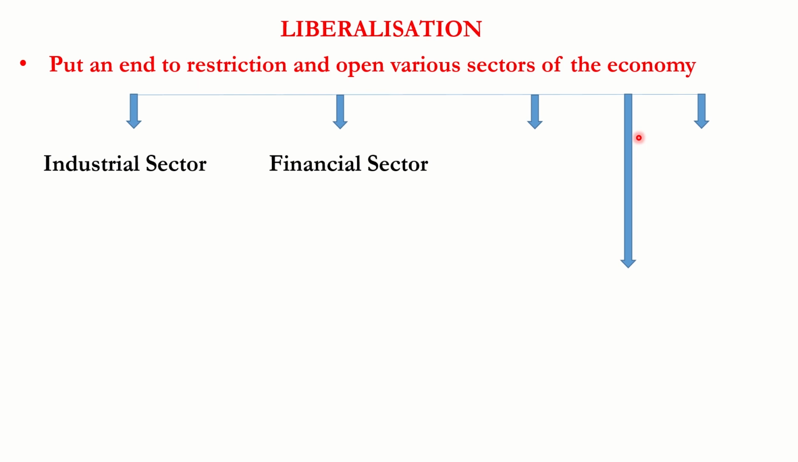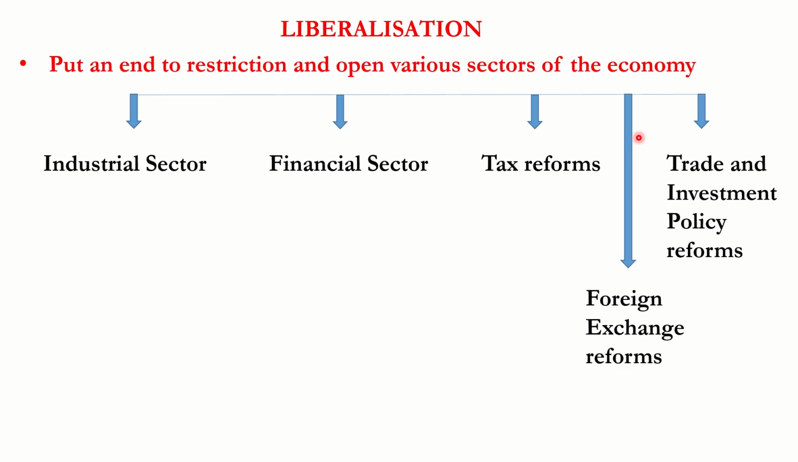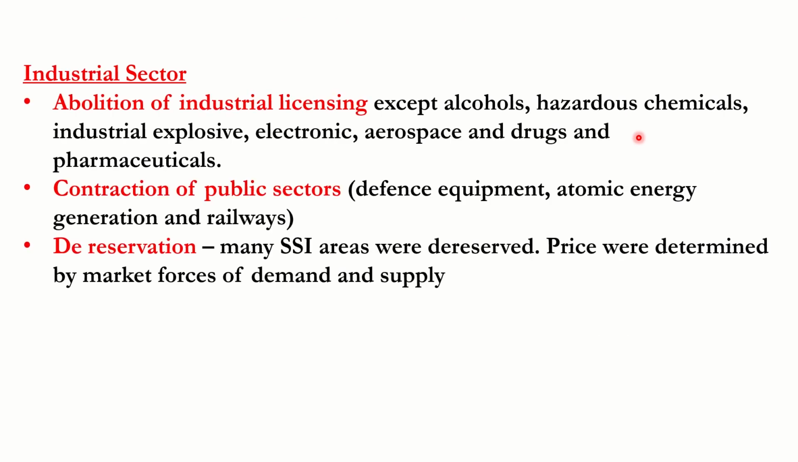Liberalization was done in 5 forms. The first is industrial sectors, then financial sectors, tax reforms, foreign exchange reforms, and trade and investment policies. Under industrial sectors, the first thing they did is the abolition of industrial licensing. As we already know, under the IPR 1956, a license was compulsory. If you wanted to open a business or expand your business, you needed to take a license. Therefore, they abolished these licensing policies. Except for industries like alcohol, hazardous chemicals and explosives, where it is compulsory to take a license.